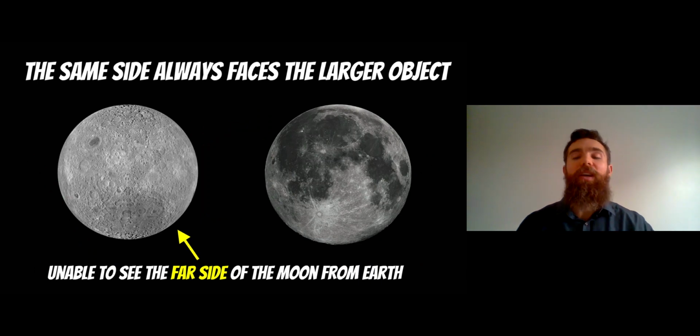For the moon, it's fairly obvious because we look at the moon, we only see one face. On the right-hand side is what we always see of the moon because it's tidally locked. We never get to see the far side of the moon from Earth because its rotation period matches its orbital period. So we can never see that far side.